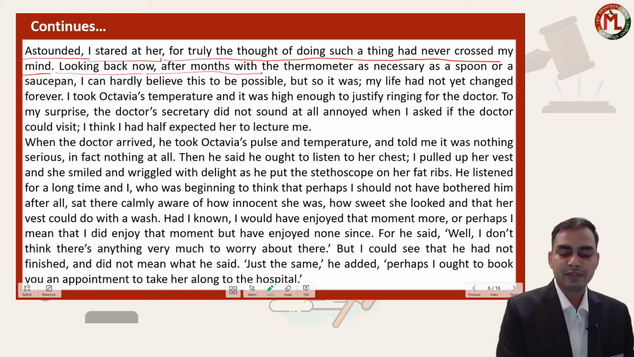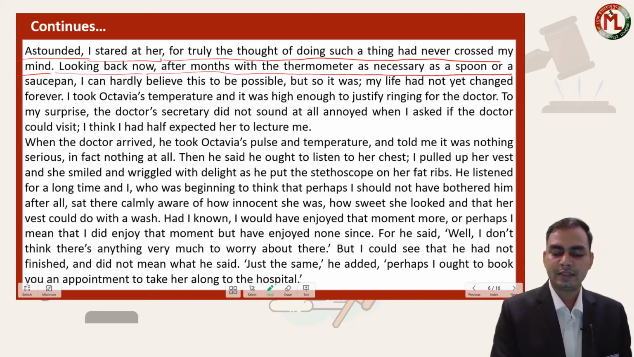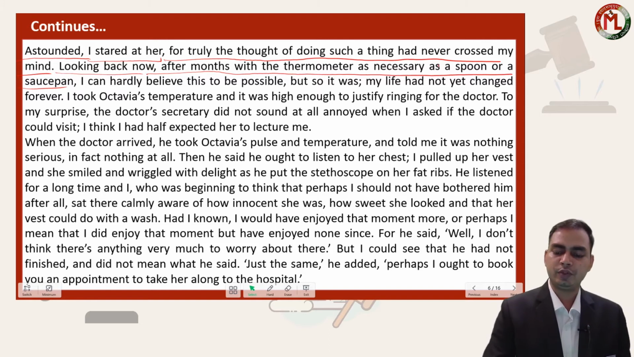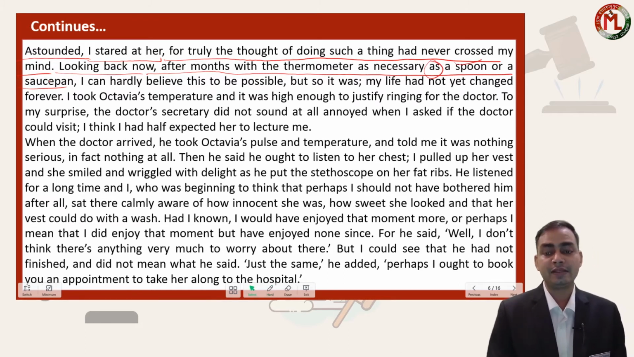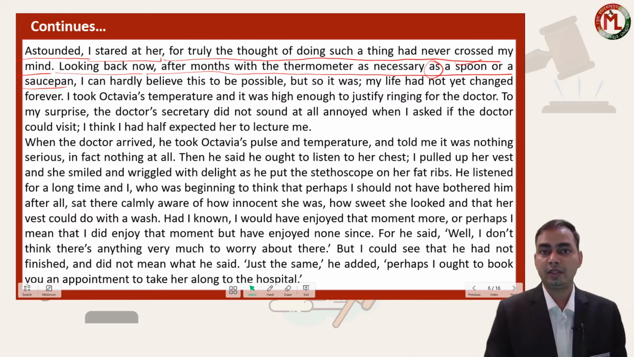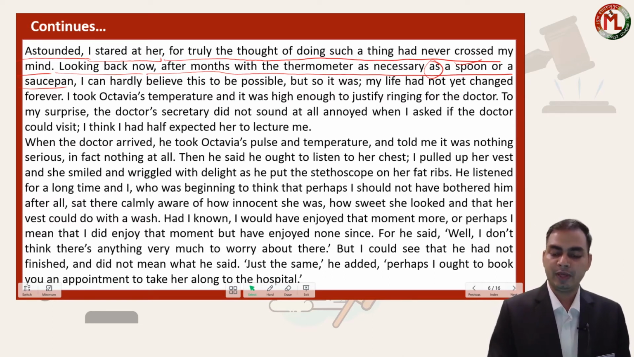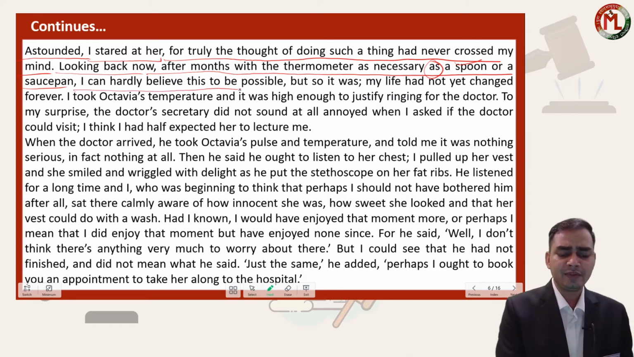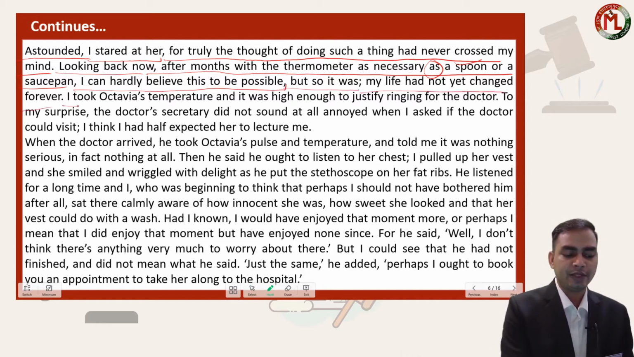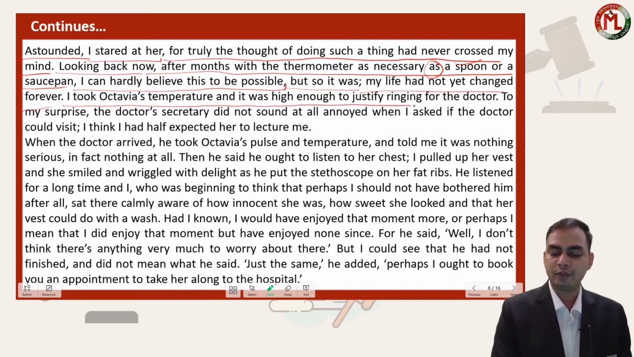Looking back now after months, with the thermometer as necessary as a spoon, as a saucepan. So here a figure of speech has been used, as. It has been compared with the word spoon, and thermometer together, because as a spoon is necessary for our day-to-day life, when you have a baby and you're a mother, you need to have a thermometer too, so that you can keep checking on the baby. I can hardly believe this is possible, but it was. My life had not yet changed forever. I took Octavia's temperature and it was high enough to justify ringing the bell to the doctor.